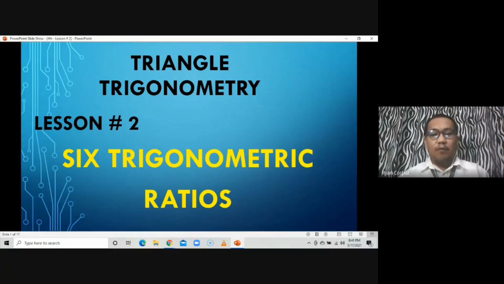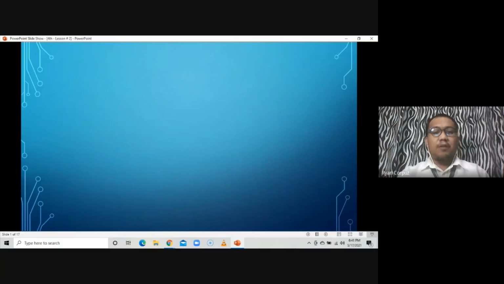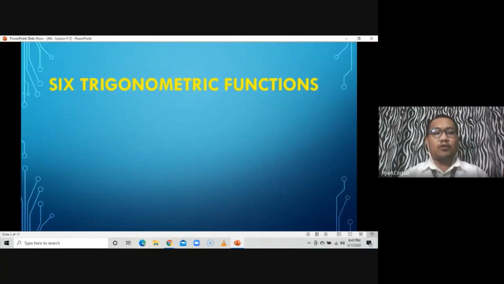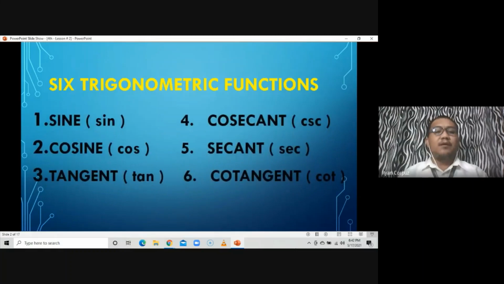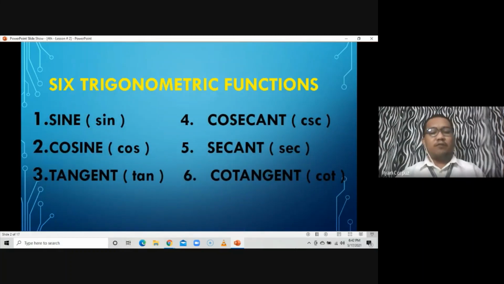Before we proceed on knowing the 6 trigonometric ratios, it is very important that we should know first the 6 trigonometric functions. Because from these 6 trigonometric functions, dito magsisimula yung tinatawag nating 6 trigonometric ratios. So ano-ano ba yung 6 trigonometric functions na yan? Ito yung 6 trigonometric functions.